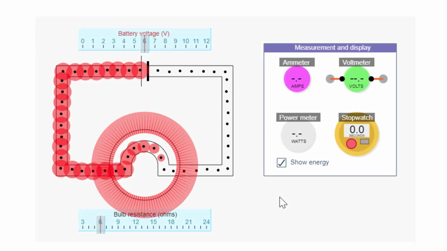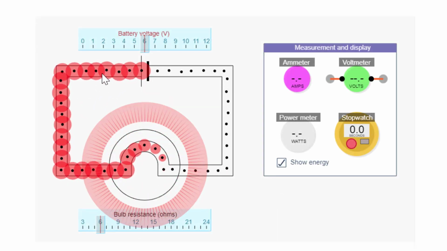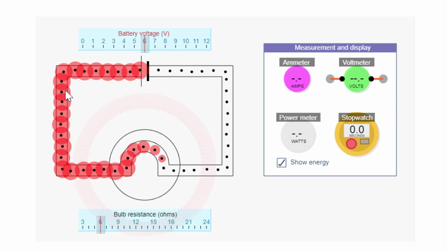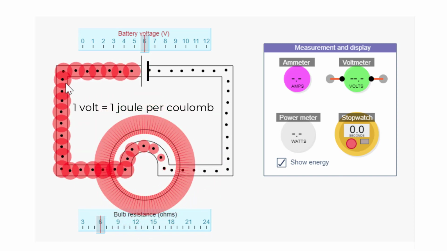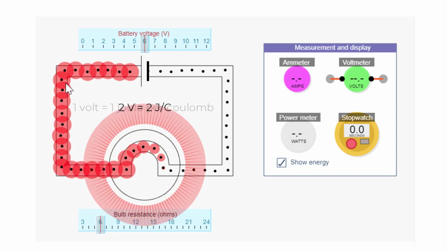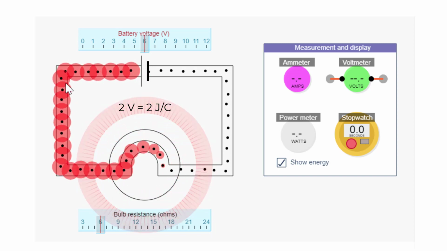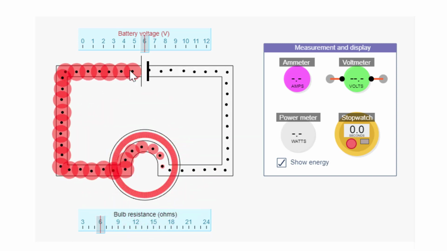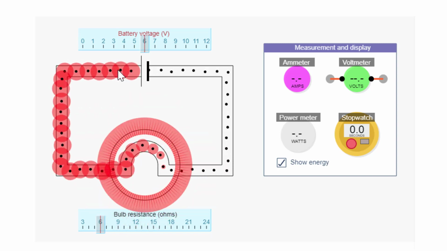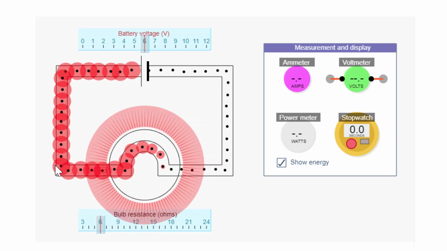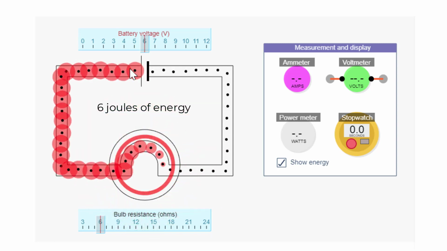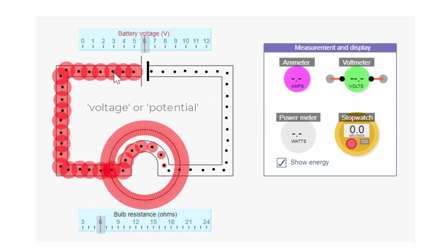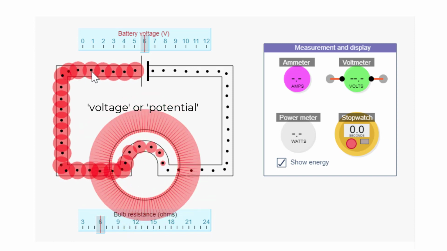We've seen that voltage is the amount of energy that each coulomb of charge has. So 1 volt is 1 joule of energy per coulomb of charge, 2 volts is 2 joules per coulomb, and so on. In our animation, we've said that red energy circles this size represent 6 joules. So we can see what happens to the voltage or potential as we go around the circuit.